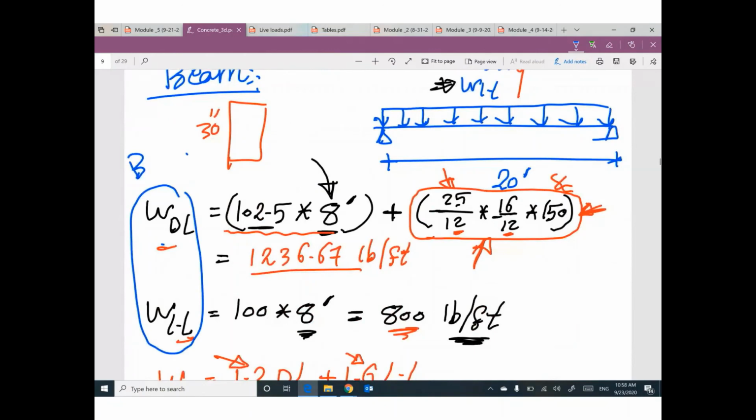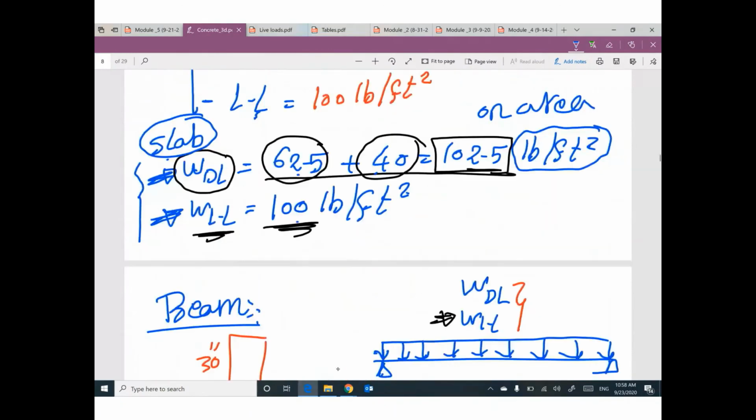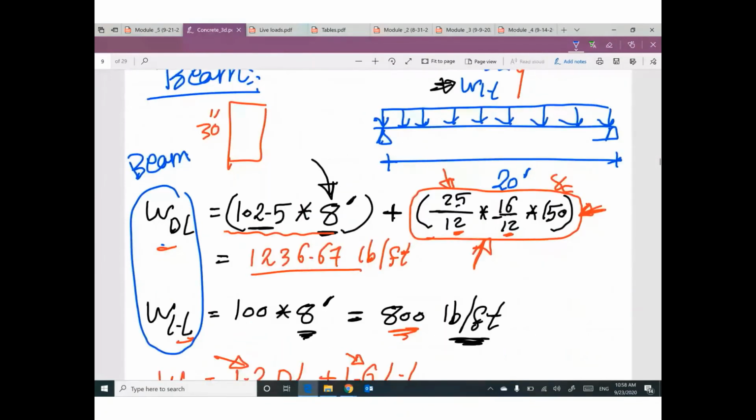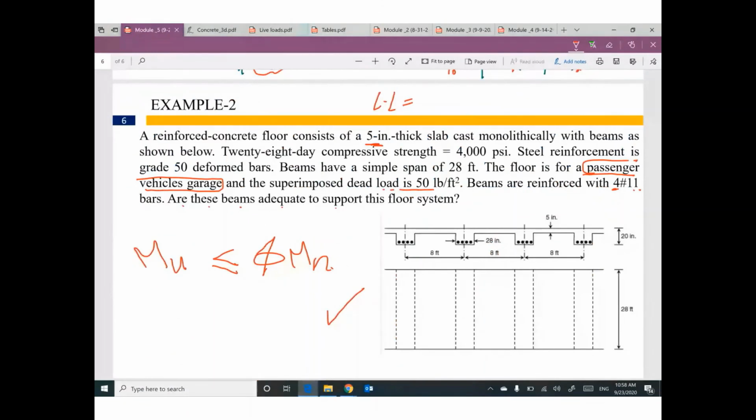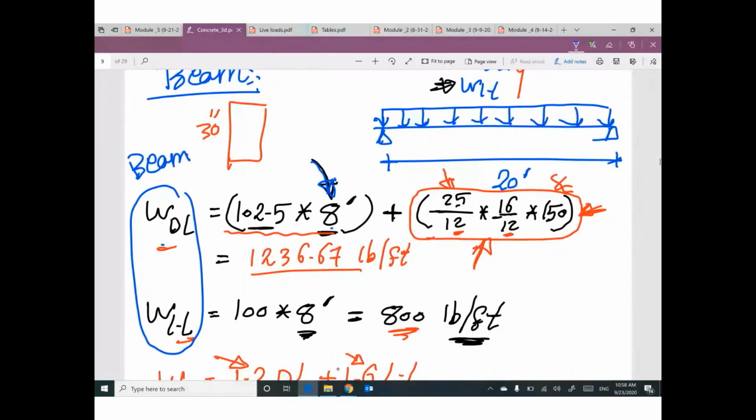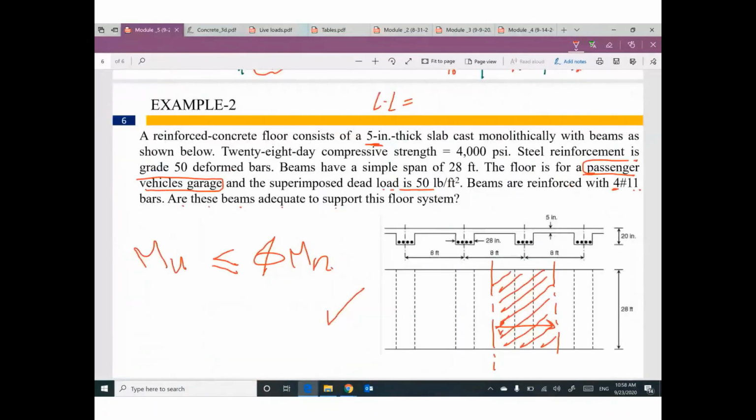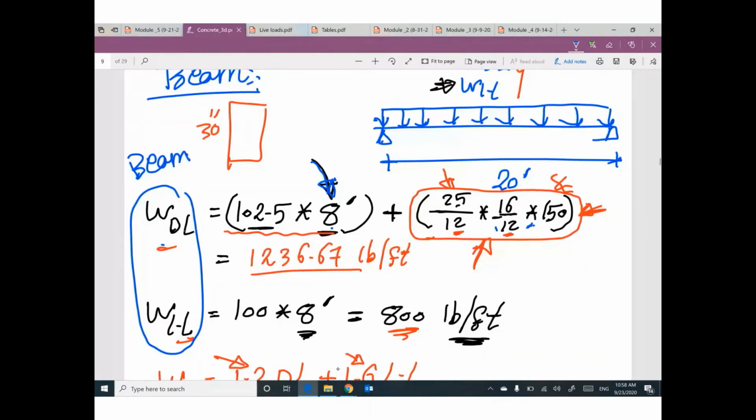So W dead load from the slab will be multiplied by the width. What is the width? As I told you, each beam is supporting a load from center line to center line, so this area will be assigned to this beam. So what is this width? And remember, your beam will still have another part, this little part, so I added the own weight of the beam. So here is the dead load on the beam and the live load on the beam.